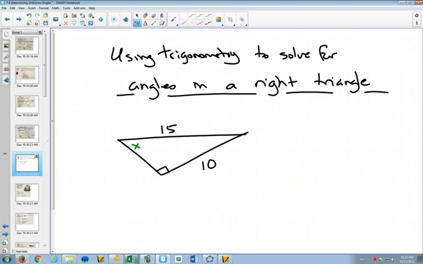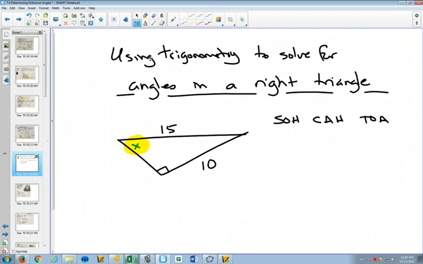The first thing you're going to do is think about your definitions. You're going to write them out. SOHCAHTOA: sine is opposite over hypotenuse, cosine is adjacent over hypotenuse, and tan is opposite over adjacent. Then you label the angle that you want to find, highlight it, and label the sides that you know. What's the 10?